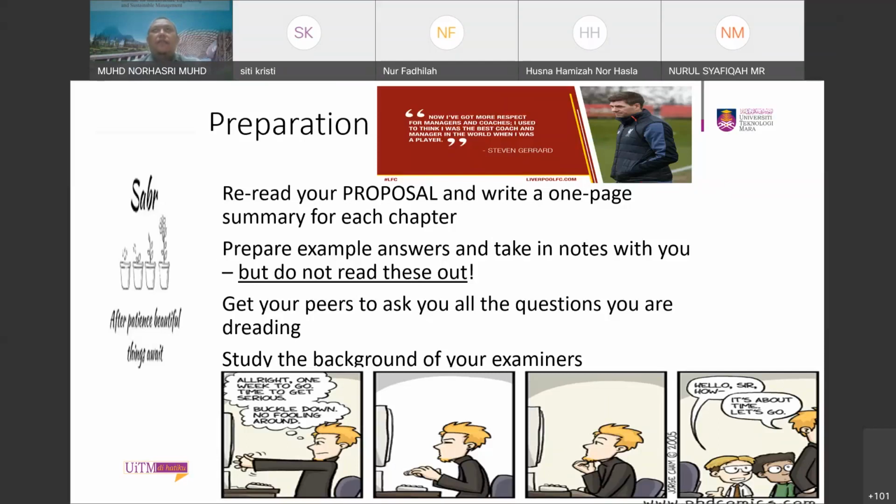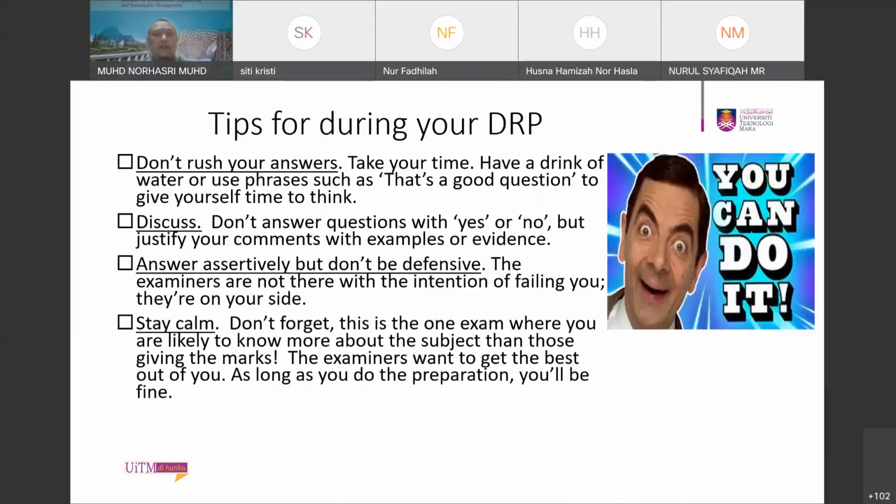And then prepare yourself with some preparation between you and your supervisor. Before your DRP session, you need to spare time quite often with your supervisors. That's why you should report to your supervisors regularly. Share anything that you are concerned about, and seek advice from your supervisor. That is their role, to prepare you for your proposal. All right, so tips during the DRP.